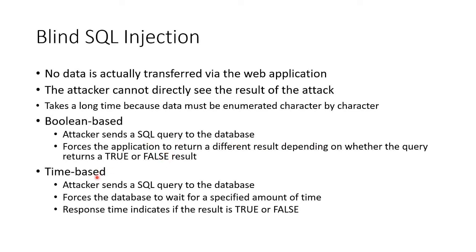There's also simply time-based. So we send the SQL query, we force the database to wait for a specific amount of time. And the period of time it waits before it throws whatever that response is to us will tell us if the result is true or false. So two ways of doing blind SQL injection, where you just figure out, based on either the type of response or how long it takes, whether or not the character or the number you were guessing at actually exists.